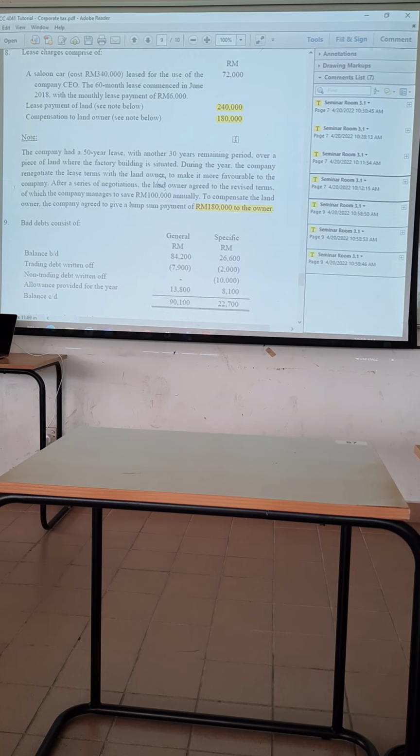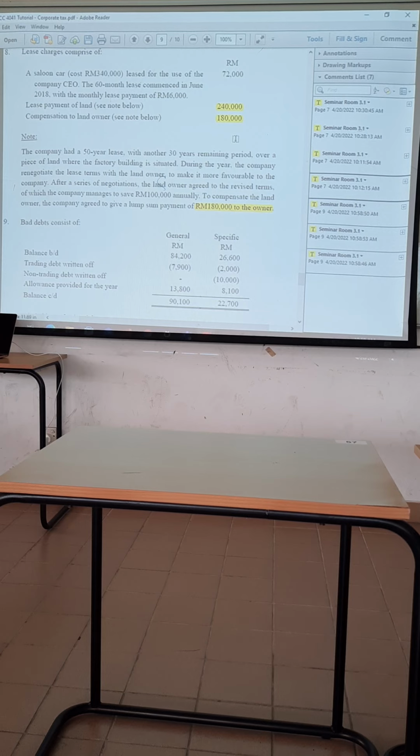But the compensation that you pay to the owner is not allowed, because that is to compensate the landowner for agreeing to reduce their lease rental, for example. So that amount is capital in nature. It's not allowed. So you have to add back 180,000. The 240,000 is allowed.